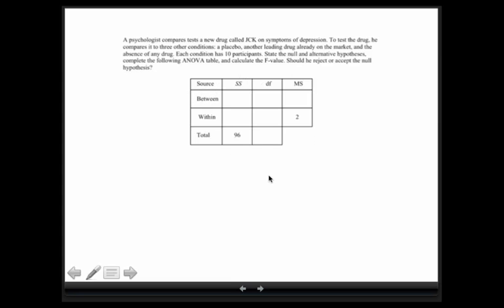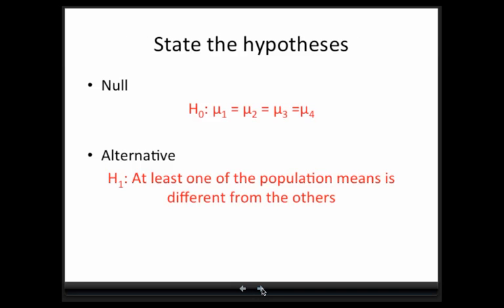So here is our source table. And you can see you have the sum of squares total and the mean square for within already in the table. And just with those 2 values and the information in this problem, you should be able to fill in the rest of your table here. So the first thing we want to do is state our hypotheses. The null would be, again, that all of the conditions are going to be equal to each other, or there is no difference between them. The alternative is that at least one of the population means is different from the others.